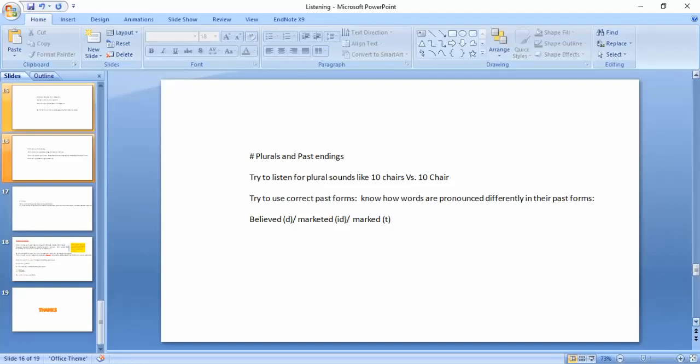So try to use the correct past forms also. Know how words are pronounced differently in their past forms. Like believed will sound different from marketed or marked. Although these words all end with the ed sound, note how differently they are pronounced. So try not to misspell them while you hear the audio.